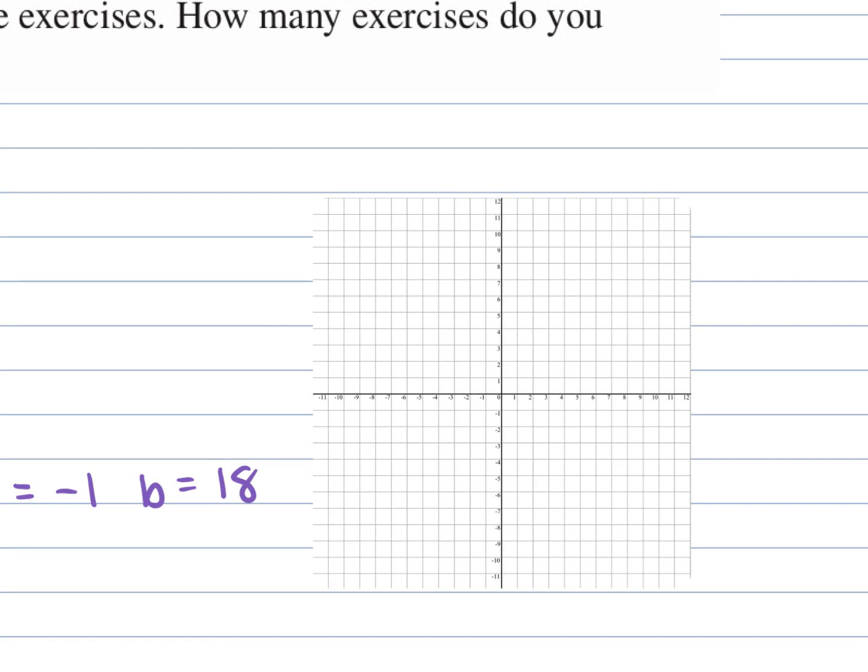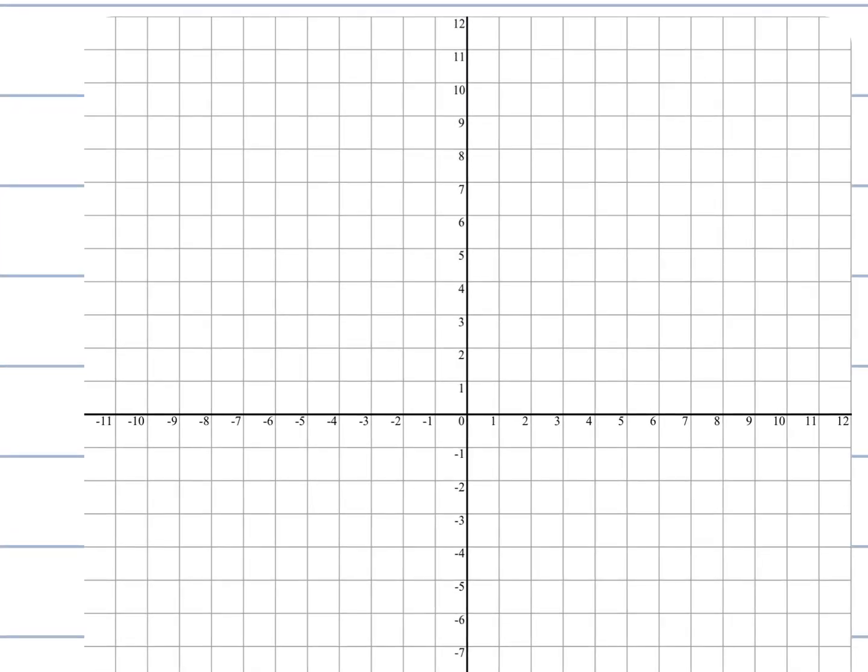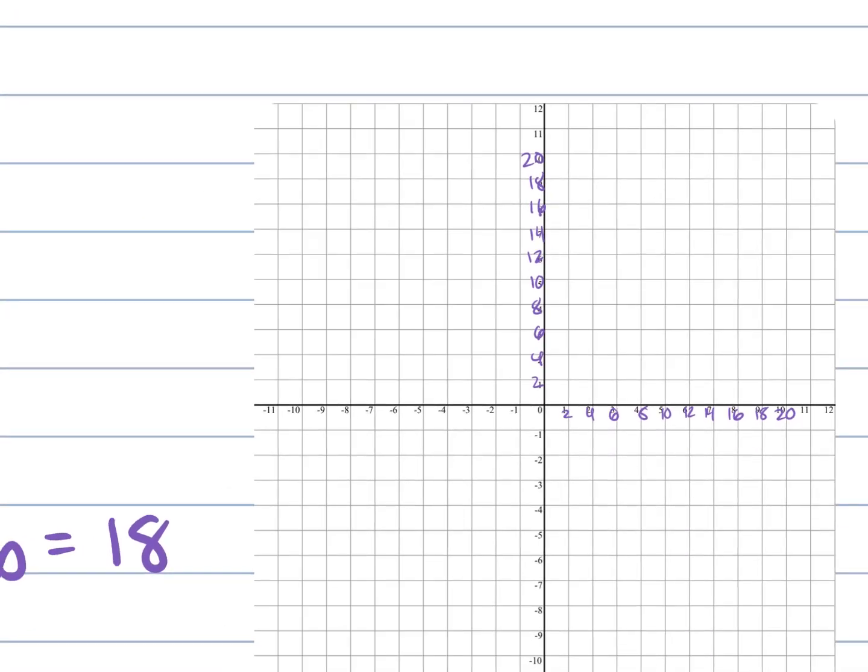Now 18 is off of our graph. I'm going to relabel my graph just to go by 2. So I'm going to change this to 2, 4, 6, 8, 10, 12, 14, 16, 18, 20. So I relabeled it. I'm going to relabel the x-axis too. So 2, 4, 6, 8, 10, 12, 14, 16, 18, 20, just so our graph fits.